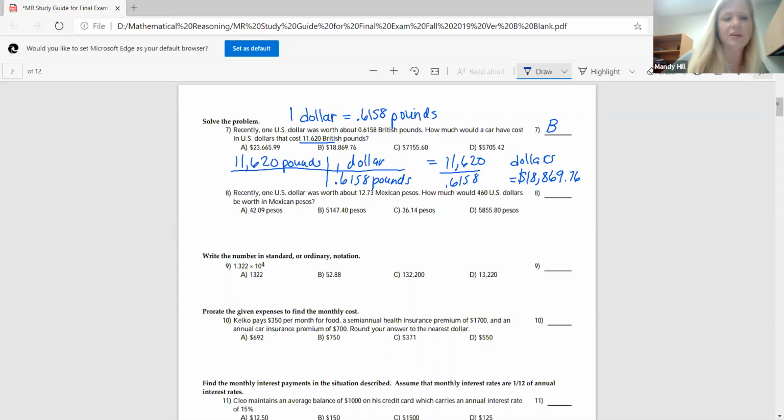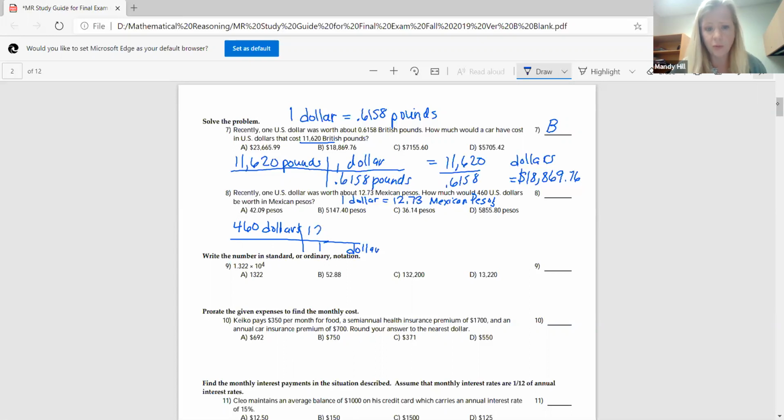Okay, here's another one. It says recently $1 US was worth about, so here's our conversion. It says that $1 is equal to 12.73 Mexican pesos. Okay, and it says how much would 460, so we have $460, and we want to convert that to pesos, so we would want to put dollars on the bottom. So $1 is 12.73 pesos.